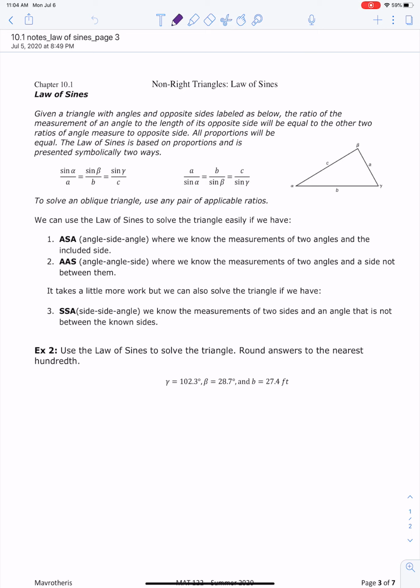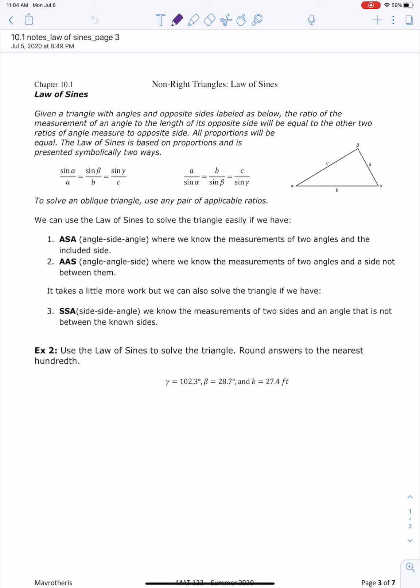Okay, here we are, section 10.1 notes, the law of sines. This is page 3. We're going to continue what we did with pages 1 and 2. You notice here this has been arranged alphabetically. So we've got sine alpha over A equals sine beta over B equals sine gamma over C.